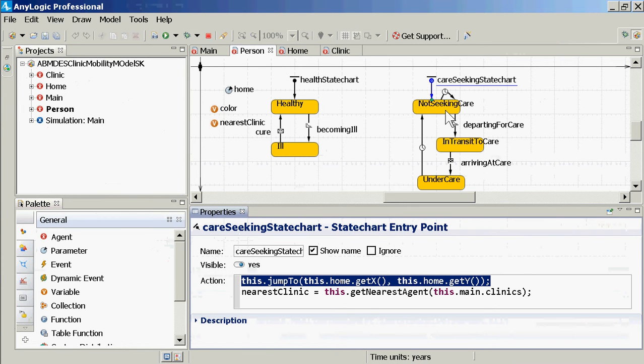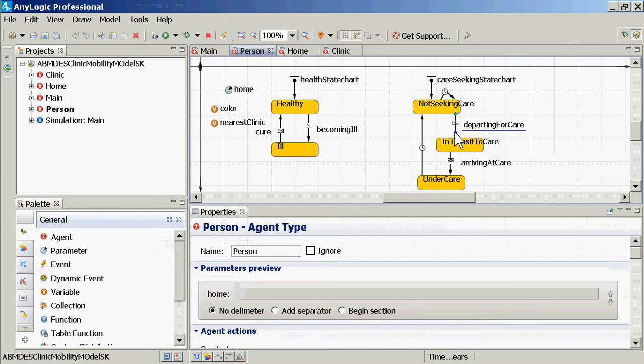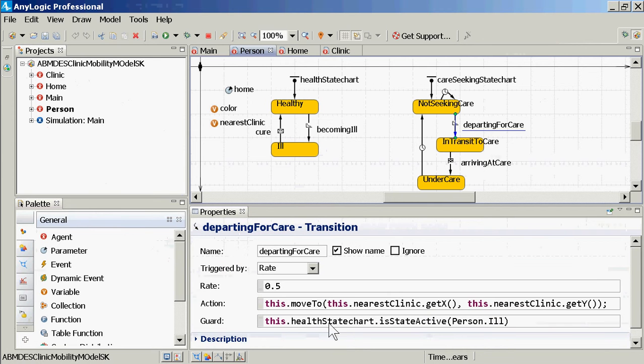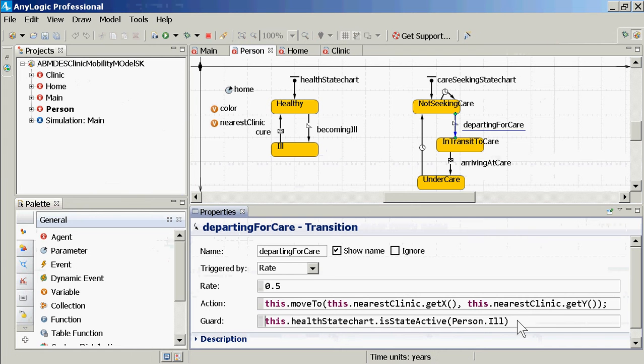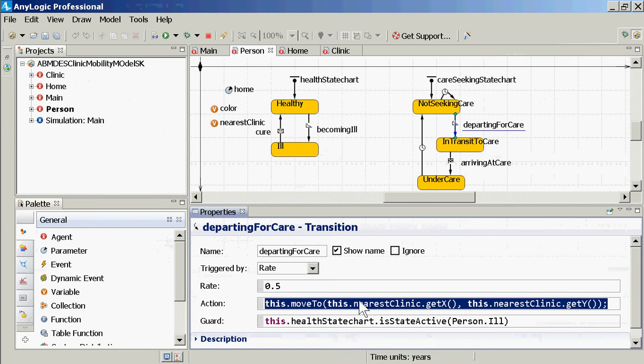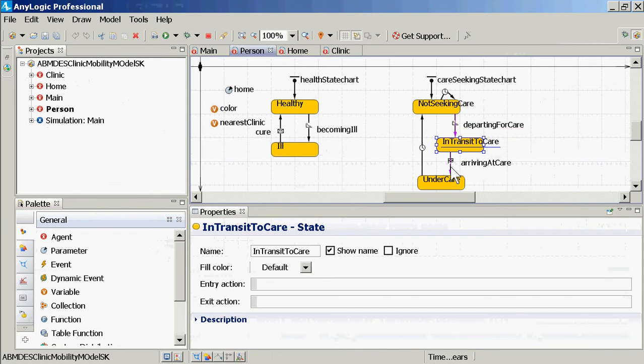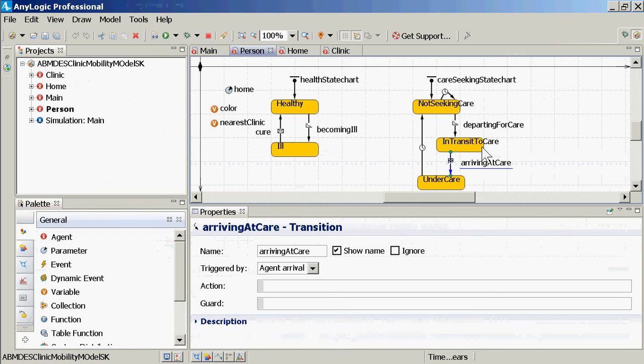When they departed for care, when they developed a need, it was contingent upon them being ill, and they had a 50% chance per year of seeking care. Upon seeking care, they would move towards the nearest clinic, gradually over time. They spent a period in transit to care, and arriving at care brought them to the point where they were under care.